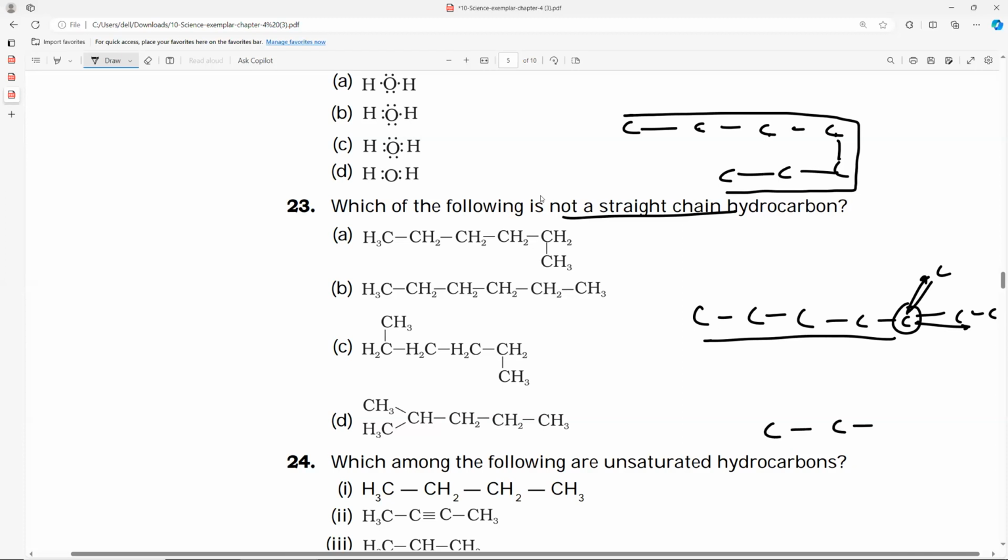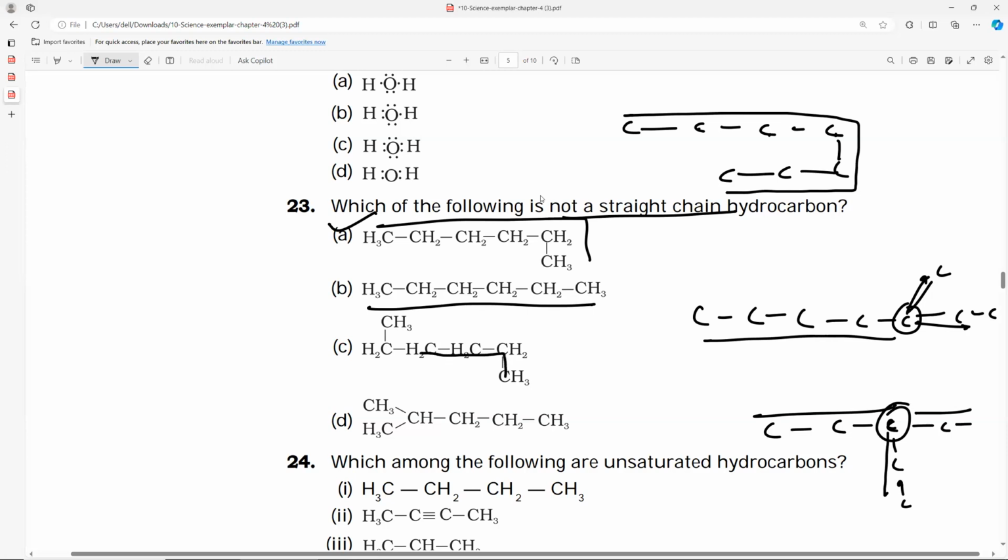But if you have it this way, it will be considered a branch, because on this carbon you have two choices. You can go either here or here. So this is a straight chain because there is no choice. This is a straight chain. Here, when you come to this one, it is also a straight chain, because when you reach this one, you will reach this carbon. But in this one, on this carbon, you have two choices. You can go either here or here. So it is not a straight chain. D is the option.